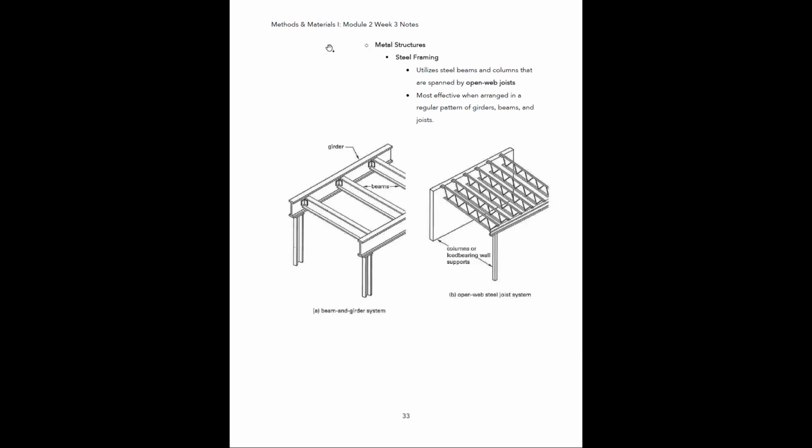Metal structures. So we mentioned this a little bit ago, but steel framing. These utilize steel beams and columns that are spanned by open web joists. They are most effective when they are arranged in a regular pattern of girders, beams, and joists. If you look at this diagram here, I pulled this from the Ballast book. Basically, a girder is this element running horizontally here, and you have beams between the girders that are spanning this opening. And these are spaced based on code requirements.